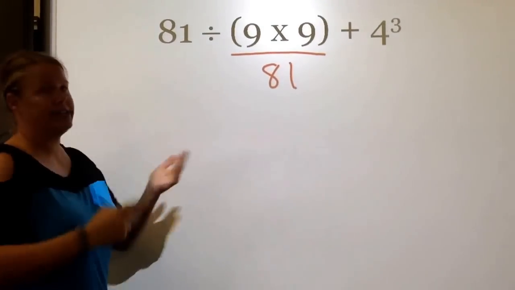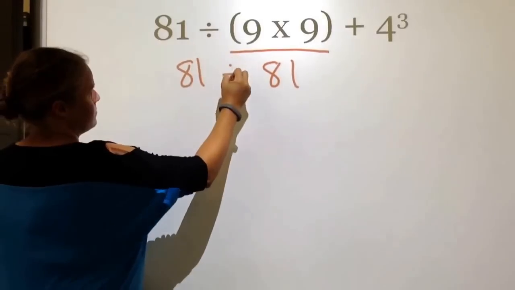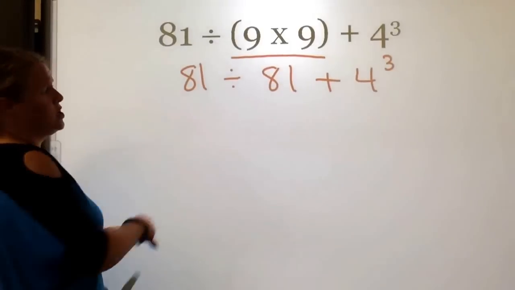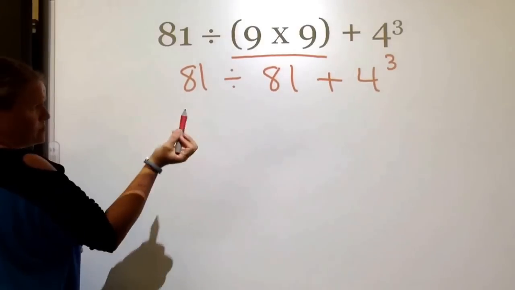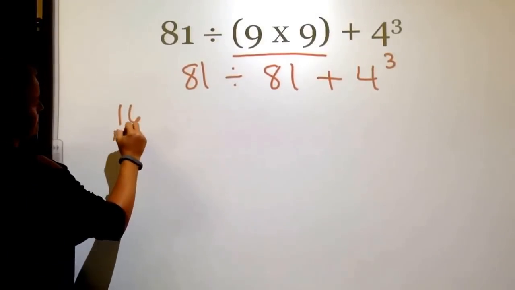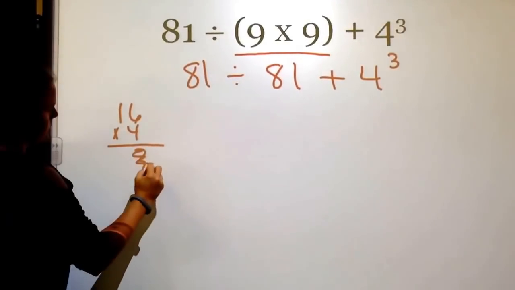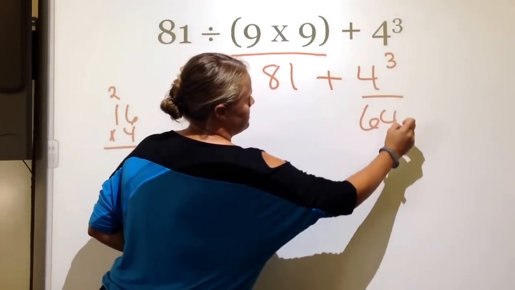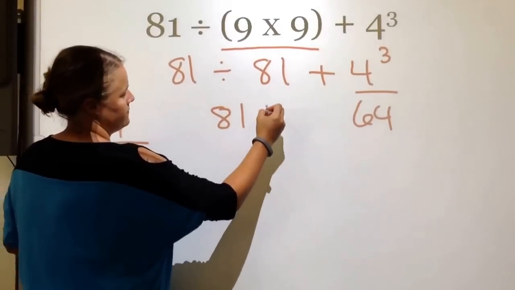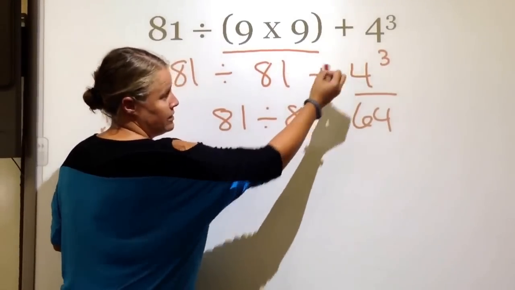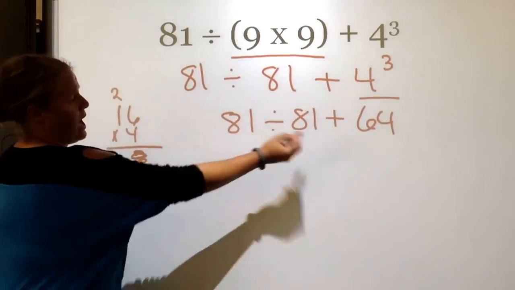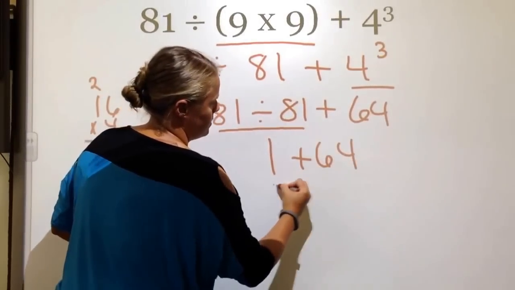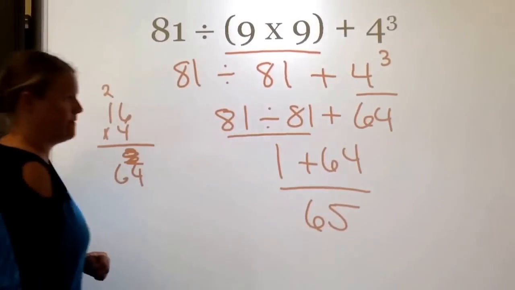So 81, and then bring the rest of your problem down. So the next part is exponents. So I've got 4 to the 3rd power, so that's 4 times 4 is 16. And then 16 times 4 is 64. So this is 64. So 81 divided by 81, so I bring the rest of the problem down, including the operation. And now I have division. 81 divided by 81 is 1 plus 64 is 65.